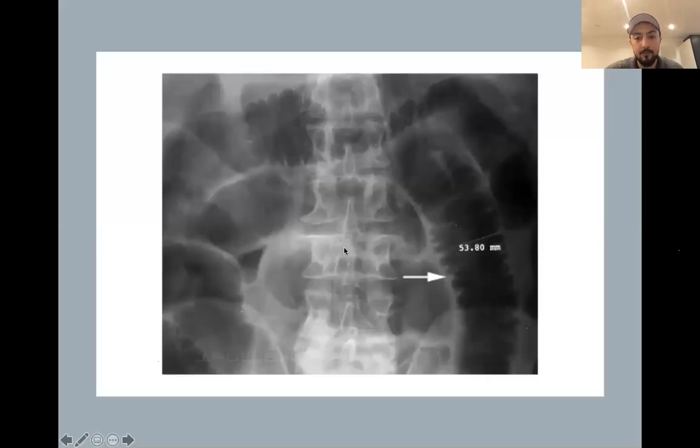So this is a zoomed in picture of the small bowel. You can see the folds, first of all, cross all the way across the lumen. Okay, they extend all the way across the lumen. And there's many of them. There's a lot of them. So these are two characteristics you can use to differentiate between the large and the small colon.